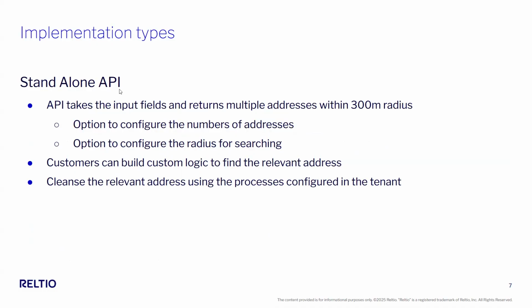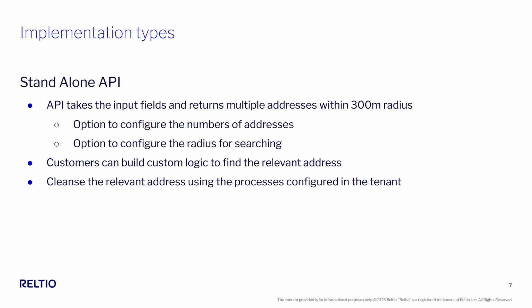This implementation, when you provide a latitude, longitude, and the country and call this API, returns all the addresses which are within the configured radius. So you can control how many addresses you want in the output. You can also control within what radius you want to search, and it will return multiple responses. Only the basic fields: address line 1, 2, state, country, zip, and so on. But it gives you enough information to choose the right address to use.